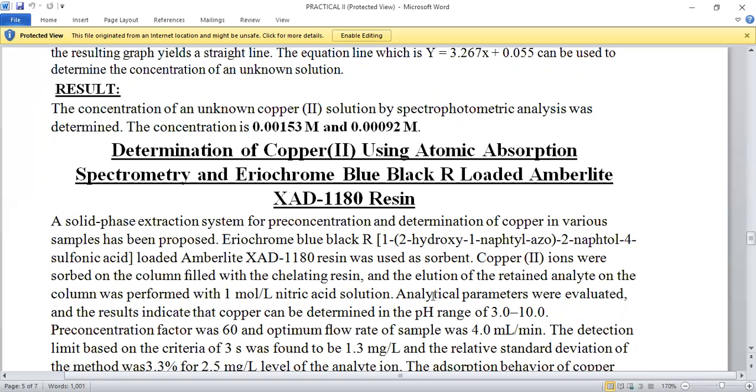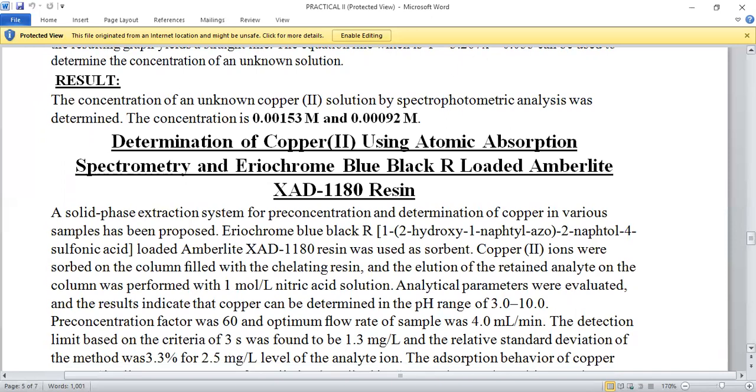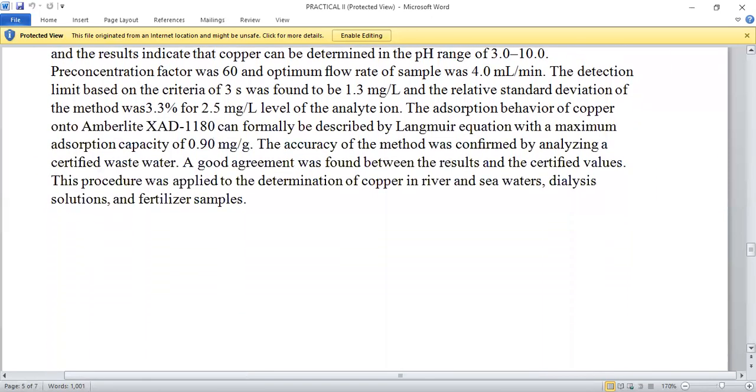Analytical parameters were evaluated, and the results indicate that copper can be determined in the pH range of 3 to 10. The pre-concentration factor was 60 and the optimum flow rate of sample was 4 ml per minute. The limit of detection based on the criterion of 3 sigma was found to be 1.3 milligram per liter, and the relative standard deviation of the method was 3.3% for the 2.5 milligram per liter level of the analyte ion.